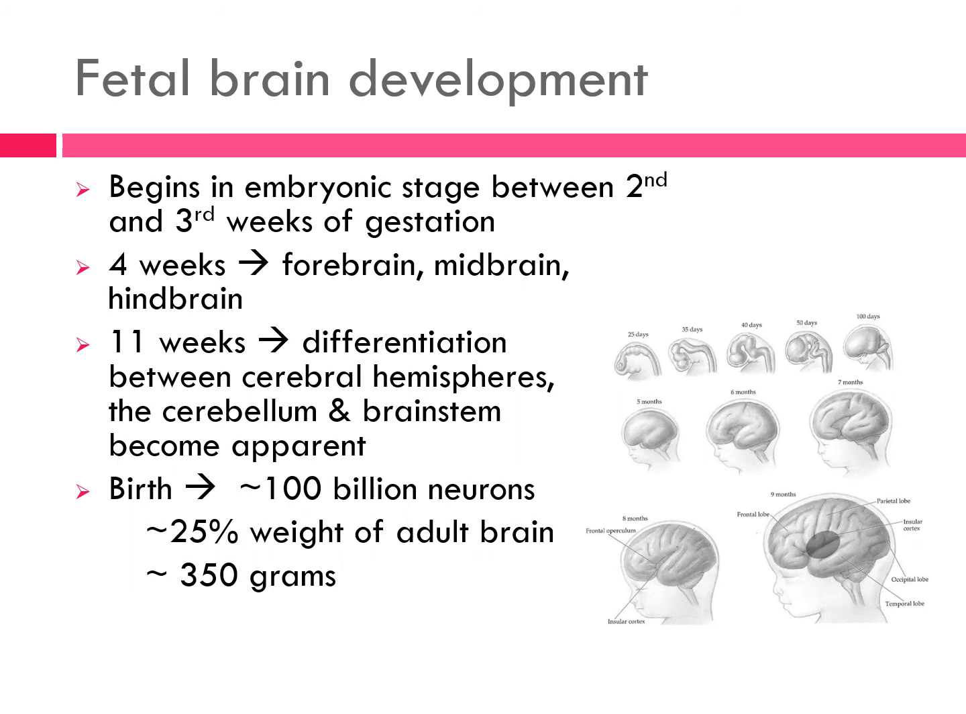So just an overview of fetal brain development. It begins in the embryonic stage between weeks 2 and 3 of gestation. By 4 weeks, we have differentiated the forebrain from the midbrain from the hindbrain. By 11 weeks, we see a differentiation between the cerebral hemispheres. The cerebellum and the brainstem also become apparent. And by birth, we have a brain that is about 350 grams, about 100 billion neurons, and it's almost 25% of the weight of the adult brain.